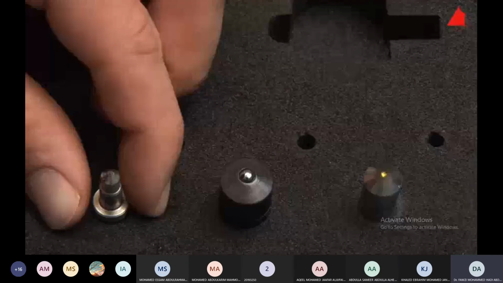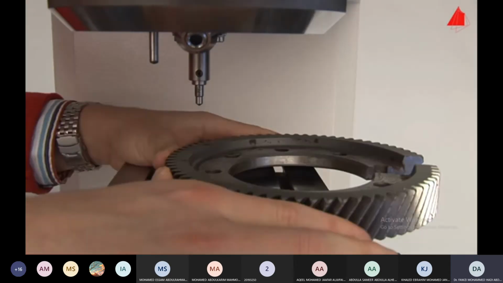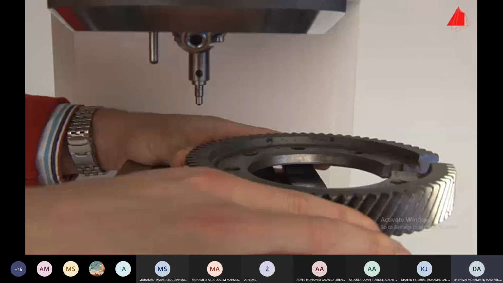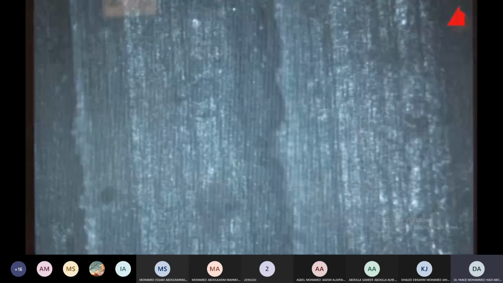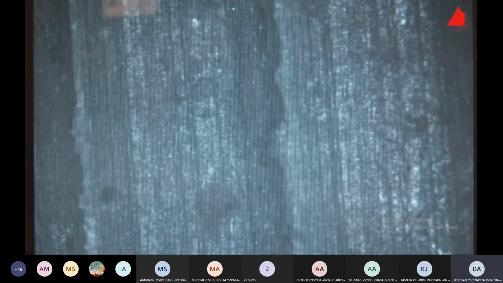The tester selects the conical diamond indenter and installs it in the testing machine. Then he picks up the gear wheel and puts it on the support table. After rotating the microscope lens to its vertical position, he can adjust his test piece. As soon as a focused image can be seen on the screen, the surface of the test piece is at the correct height. The test can start.